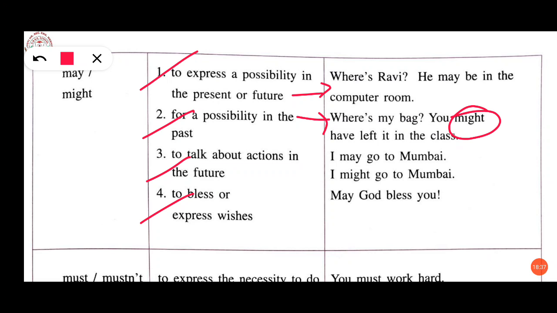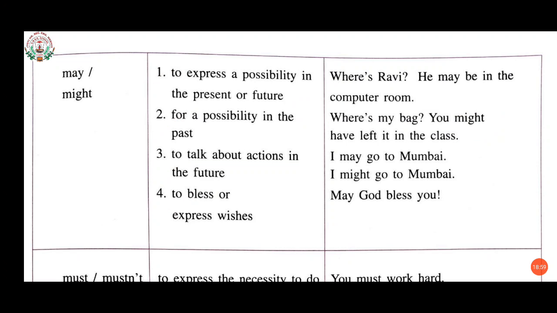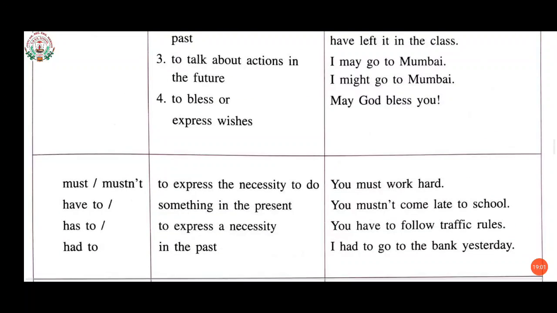I may go to Mumbai. You are not sure about whether you are going to go or not, but you are telling that I may go to Mumbai or I might go to Mumbai. Both are correct. Then fourth one, to bless or express wishes. May God bless you. You are blessing someone. To express your wishes, you will use this may and might.